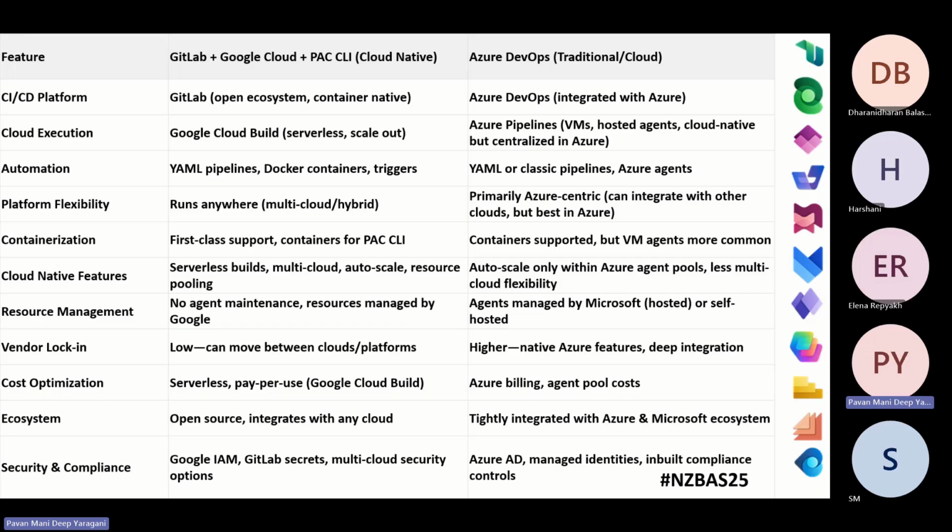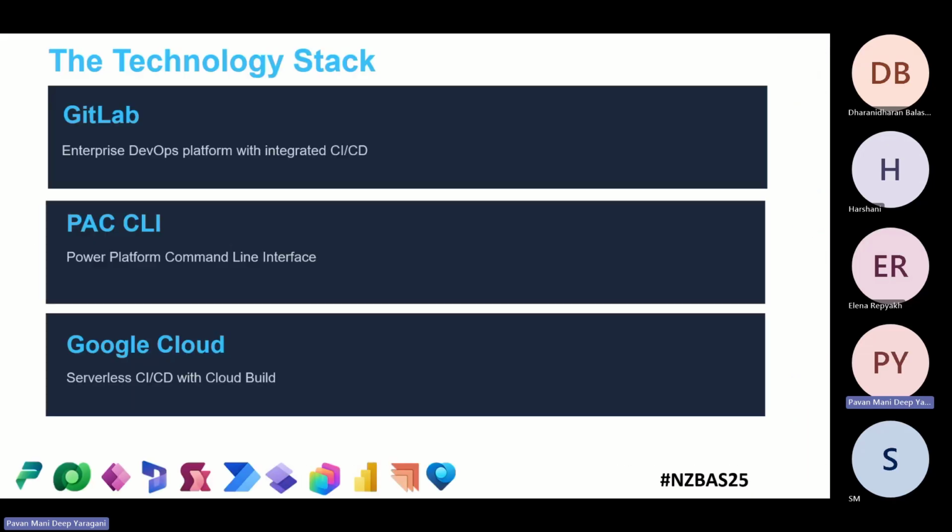So we'll be using GitLab, and then we'll have Google Cloud. With the help of YAML pipelines, we'll be able to deploy a solution. And in the YAML, we'll have the PAC CLI commands, which will help us move everything. Also, as I told, Google Cloud is a good alternative. It can also provide the serverless platform. So for the ALM for this process, we'll use that.